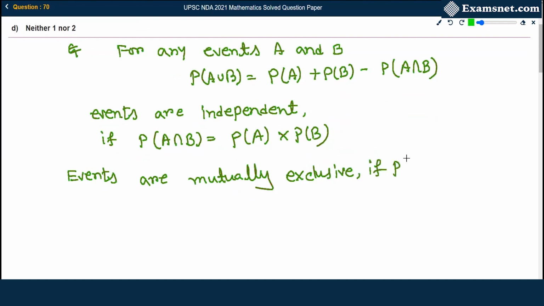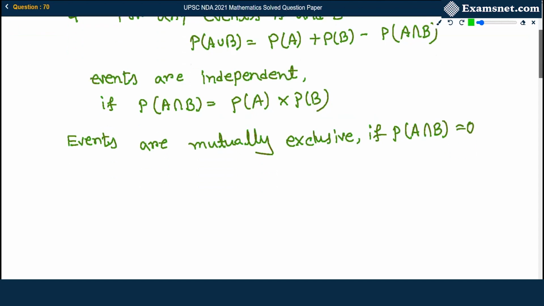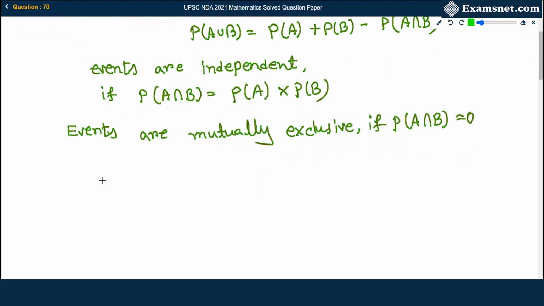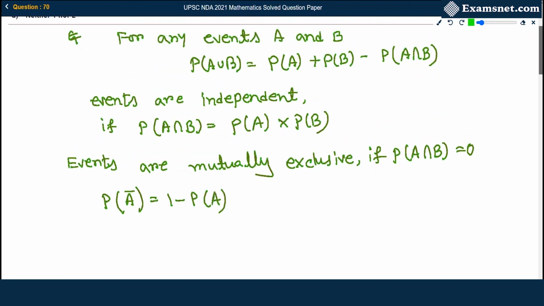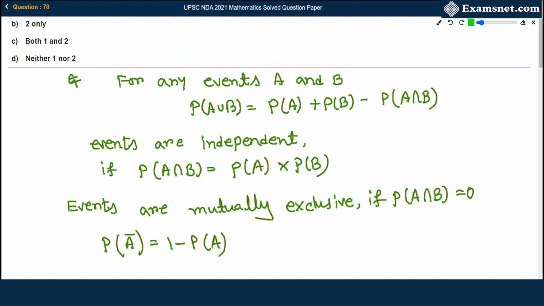If probability of A intersection B equals 0. Okay. Now also, how can we find the probability for the complementary event of any event? Let's say the probability of the complementary event of the event A, that is 1 minus P of A. These are the concepts we are going to use in this question.